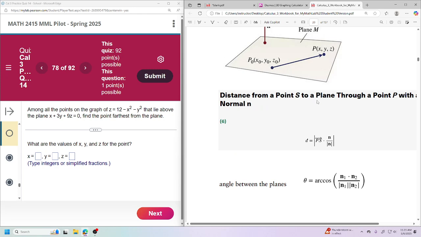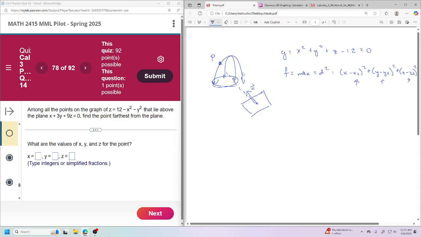So point to a plane is this guy. Notice they're using the normal vector. Maybe this is the distance that we're wanting to minimize, right? Or maximize in this case. So they're picking just a random other point on that plane. So terminal minus initial, that kind of thing, right? And then my normal vector. Let's use this. So I'm going to say PS dot n over magnitude of n. So in a way, I'm going to rewrite this and say magnitude of PS dot n over magnitude of n. Again, this is just terminal minus initial.